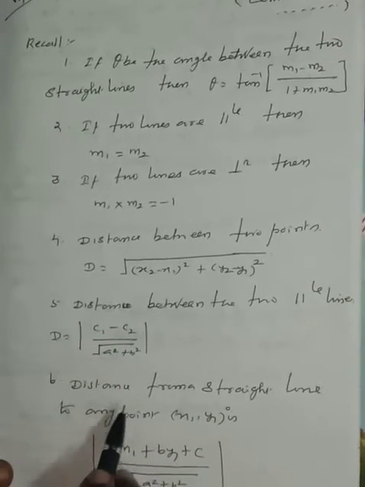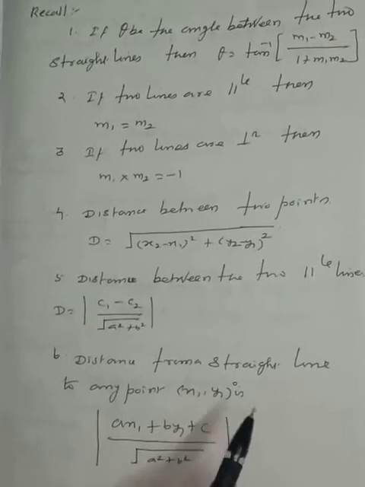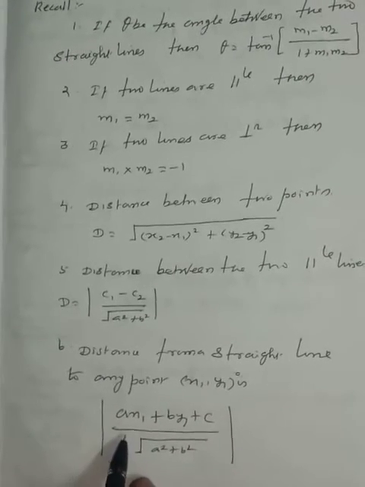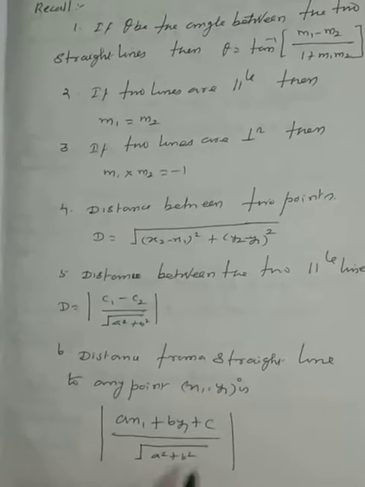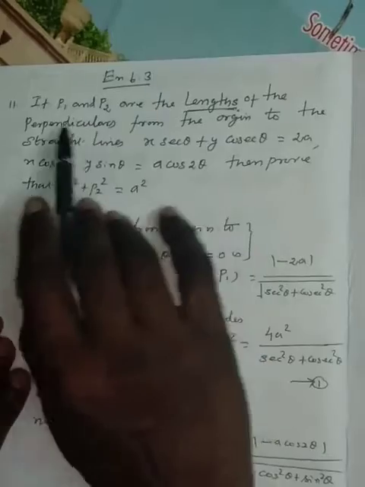Number 6: the distance from the straight line ax plus by plus c equals 0 to any point (x1, y1) is modulus of ax1 plus by1 plus c, whole divided by square root of a square plus b square. Exercise 6.3, sum number 1.